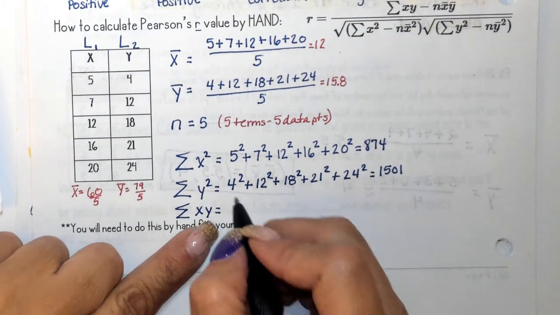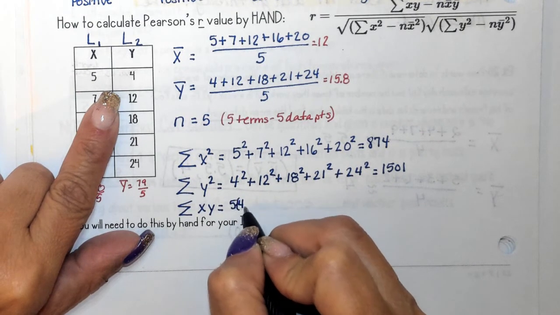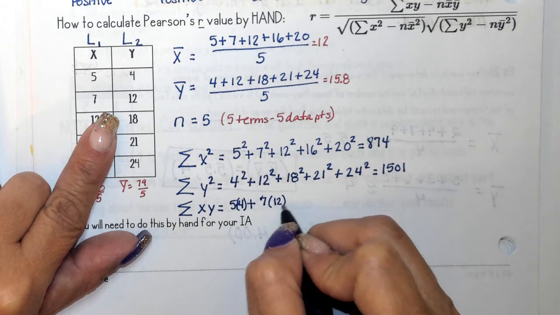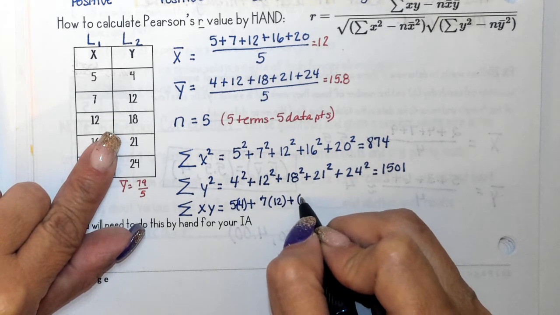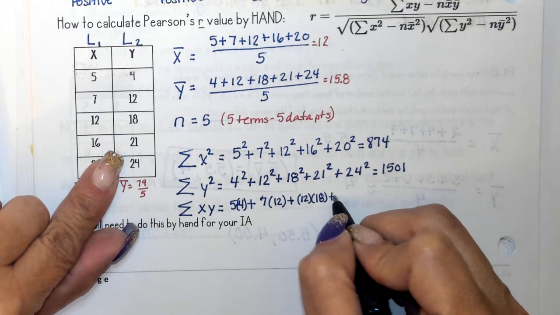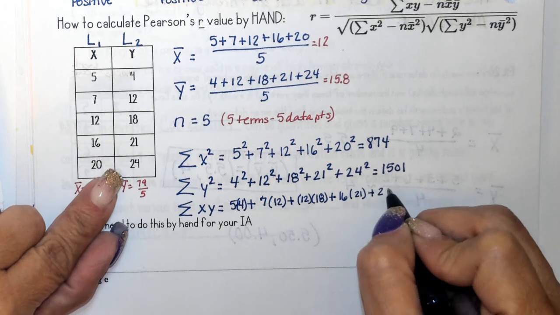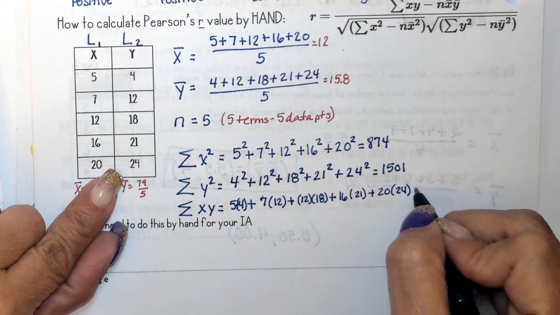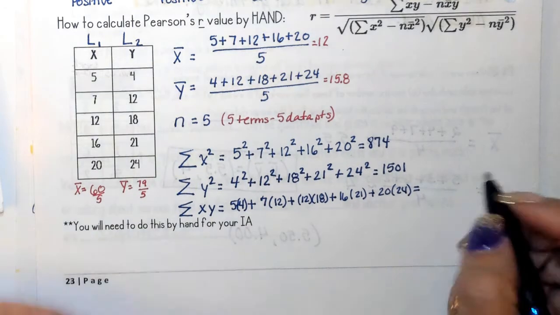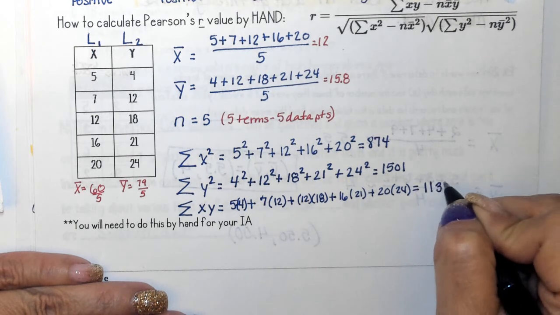Okay, and then x times y. So we'll do 5 times 4, I'm going to do parentheses, plus 7 times 12, plus 12 times 18. I put that both in parentheses. Plus 16 times 21, plus 20 times 24. And again, for the time of the video, I'm going to save you guys from doing that. We're going to get 1,136.